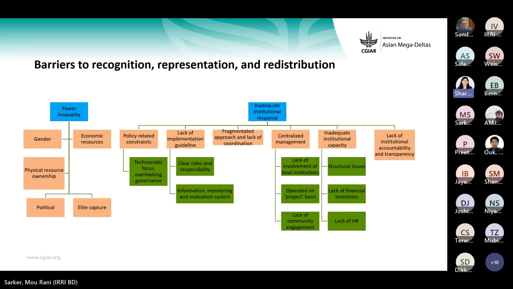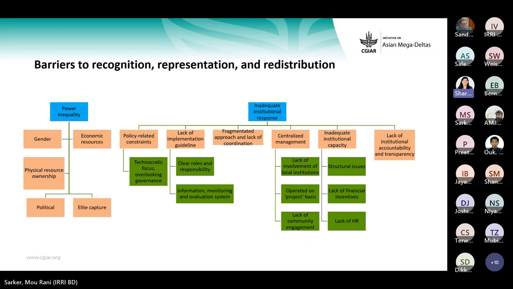The first is power inequality. As we looked into political economy, we looked at what these power differences are at different levels. Gender, as I already highlighted, and physical resource ownership, the ownership of land, tube wells, or other physical resources, also determines access to water and representation. The political is a very significant issue, because in the field we found that affinity to locally elected people determined the use of water, for example, using canal water for aquaculture and commercial farming. Elite culture is another, and economic factors, based on poverty, also played a role.